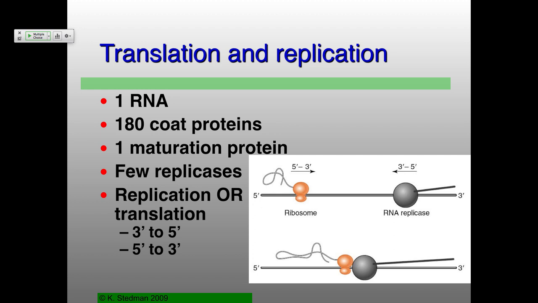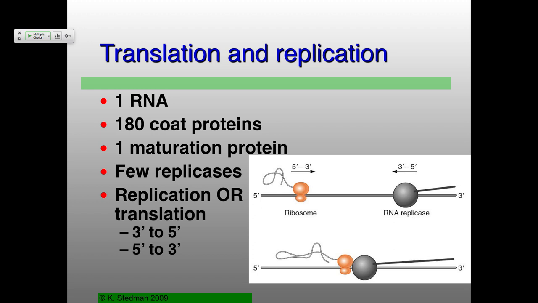Pretty much all viruses have come up with different ways of doing this, and we'll talk about what's happening with these small RNA viruses, I should say the RNA phage, as we move on. There's another issue: for every individual virion, you need one RNA, 178 coat proteins, this should be 178, not 180, a typo in my slides, one maturation protein, and then for replication purposes, the replicases, the RNA-dependent RNA polymerases, are enzymes, so you don't need that many of them. And of course, you have this problem of replication or translation.